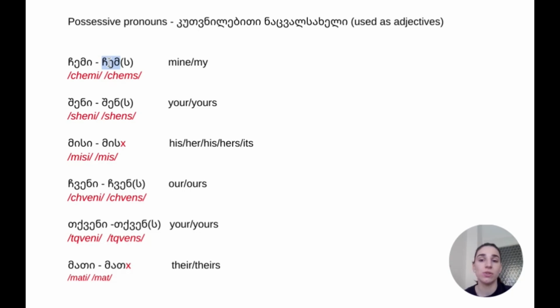Grammatically correct is to say chems, but you can say it shortly, especially if you're just speaking with friends in normal conversation. But if you're writing something official, then I would recommend you to say chems, okay? It's still optional. Sheni is shen or shens. Misi is mis. Nothing else, just mis. Chveni becomes chven or chvens. Tkveni becomes tkven or tkvens. Mati becomes mat. Just mat, okay?